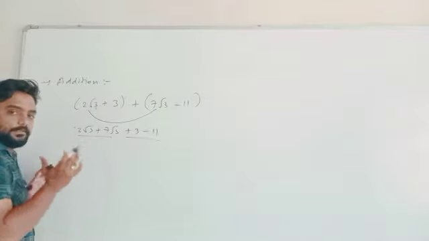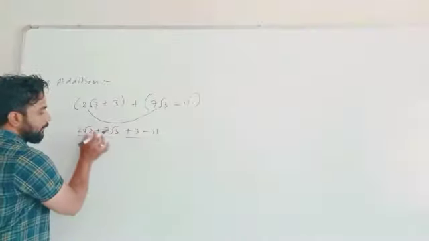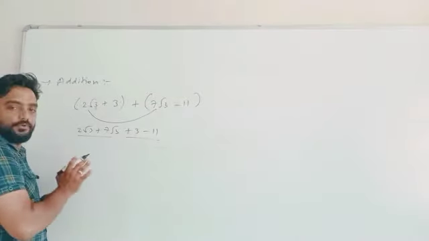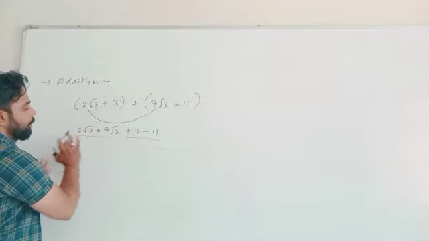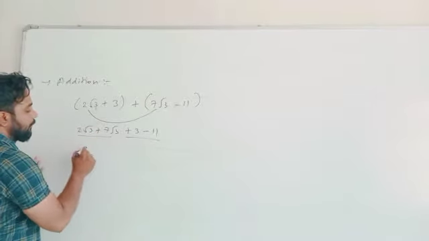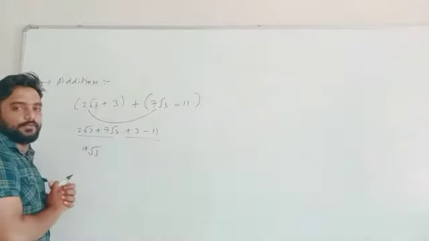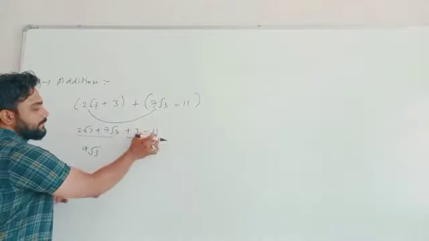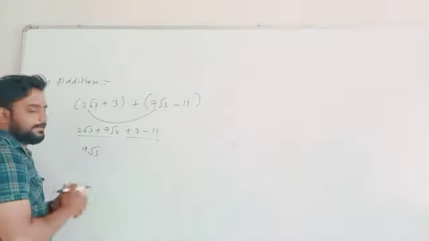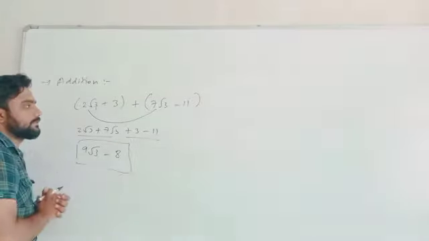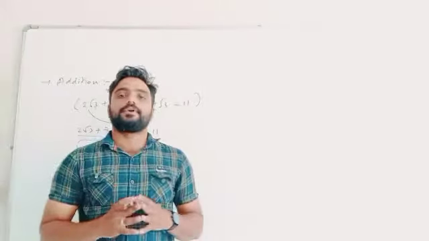Now just see here, please concentrate. Root 3 is the same. Understand or not? So you don't have to do anything with the root 3. You just have to add 7 and 2. So 7 plus 2 will give you 9 root 3. In the same way, 3 minus 11. Okay. So what will be the answer? The answer is minus 8. So this is the method to add two irrational numbers.